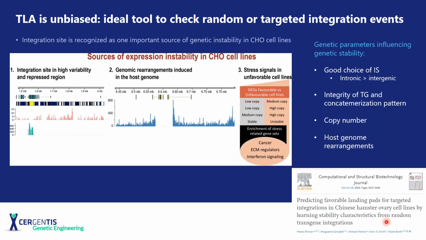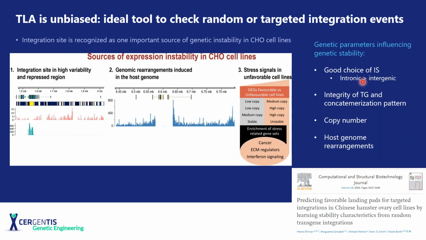It's a paper from Janssen and the University of Natural Resources and Life Sciences in Vienna. They study retrospectively the factors that influence genetic stability in CHO cell lines. And actually, the first one identified is the location. So a good choice of integration site is critical. For example, they mentioned that intronic sites seem to be more favorable than intergenic sites.